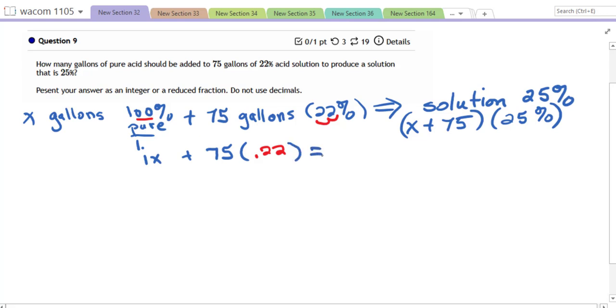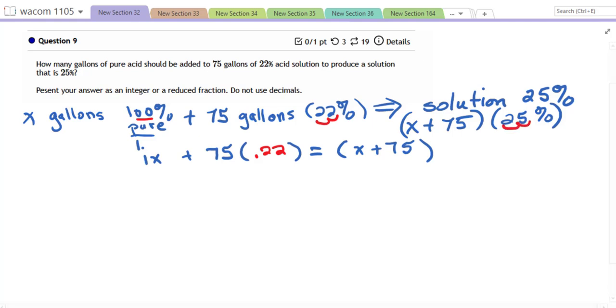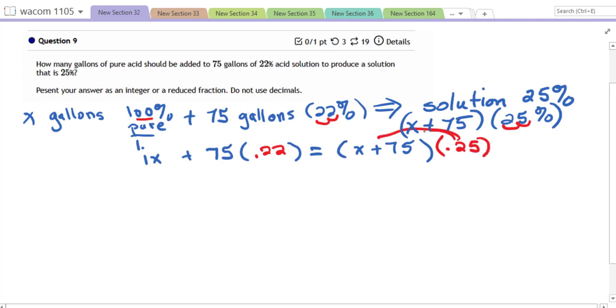That gives us x plus 75, that's our amount, and this is 0.25, and that is our percentage. And we will need to distribute that piece. All right, so we'll do our calculations. Here we have just x.